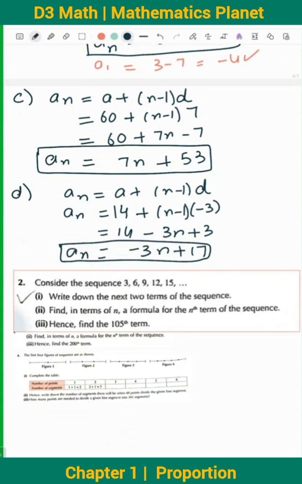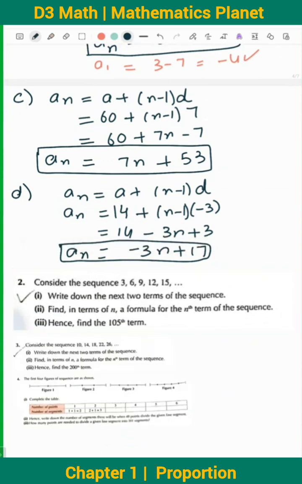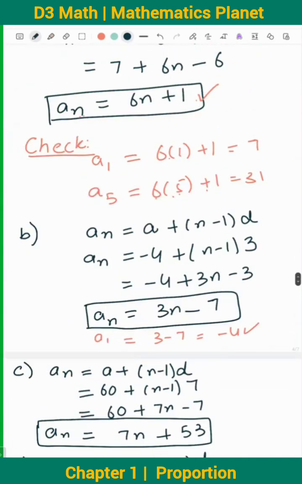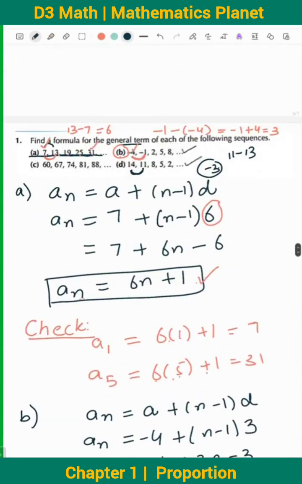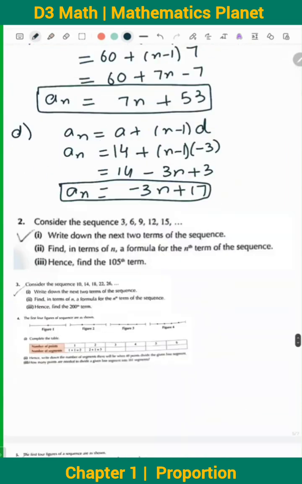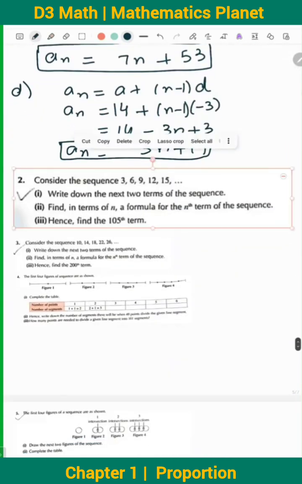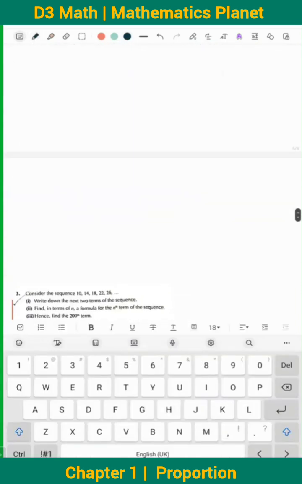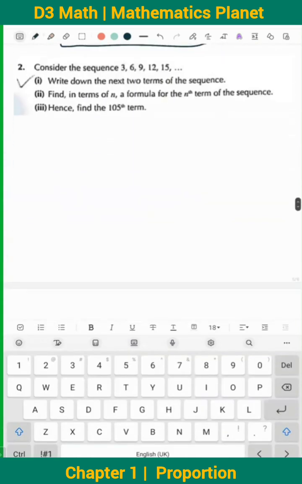Clear, everyone? The only mistake we are going to make in the arithmetic sequence questions is in finding the difference. If you can calculate the right difference, you can easily find the right answer. Students normally make mistakes in calculating the difference. Okay, coming to question number 2.